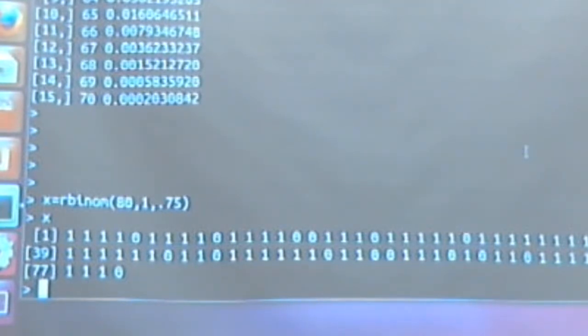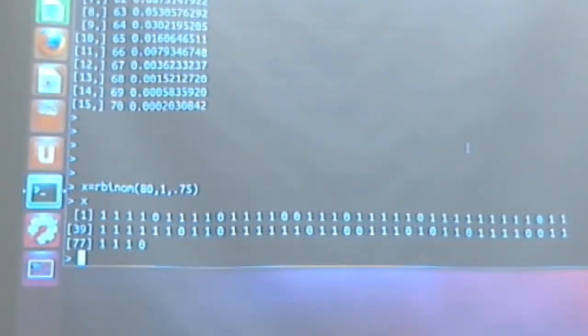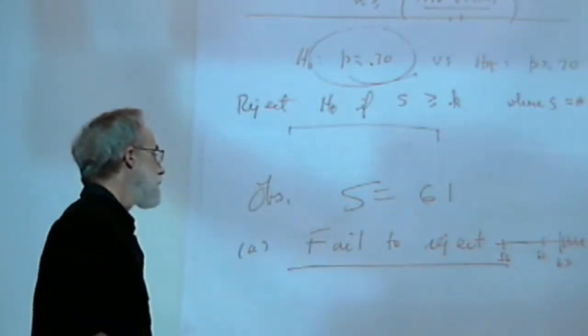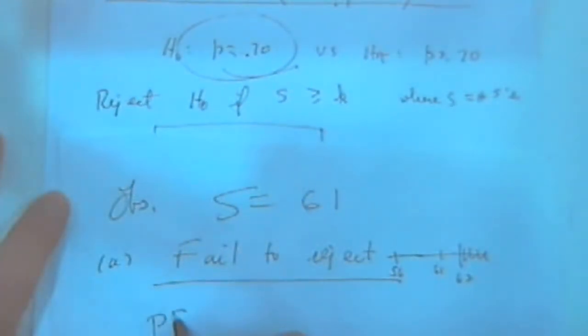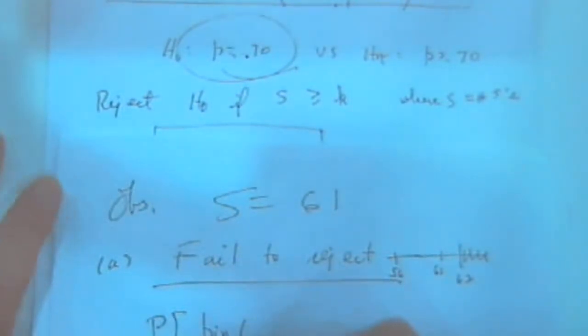So in part A, you fail to reject. Not big enough. It's got to get to 62 in part A. Here you're at 61. And the null mean is 56. But in practice, you wouldn't be doing that problem. You would be using observed samples. And so then you're going to compute the probability that a binomial, right, with n equal to 80 and p equal to 0.7 is greater than or equal to 61. That would be your observed significance.